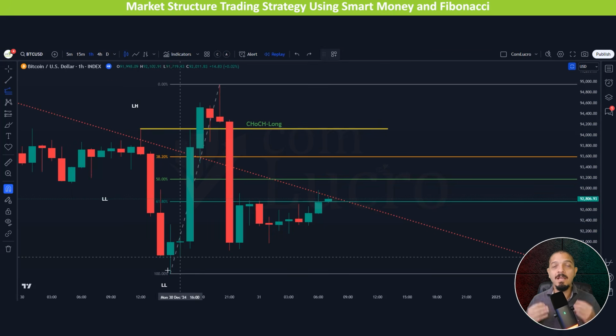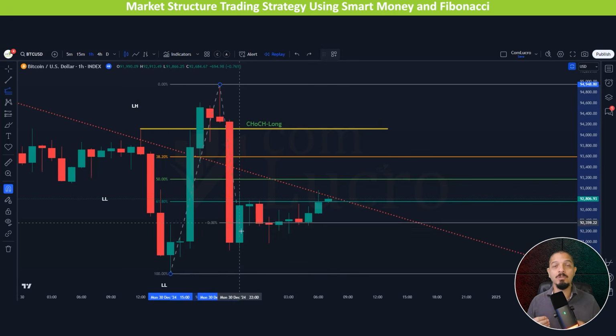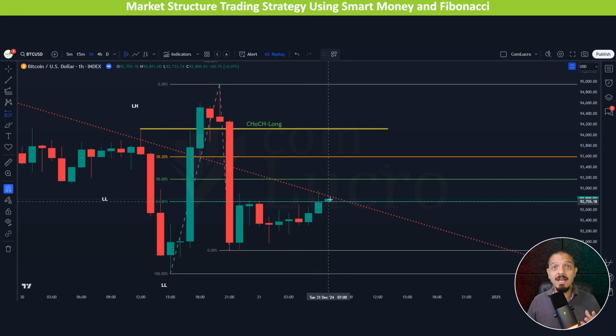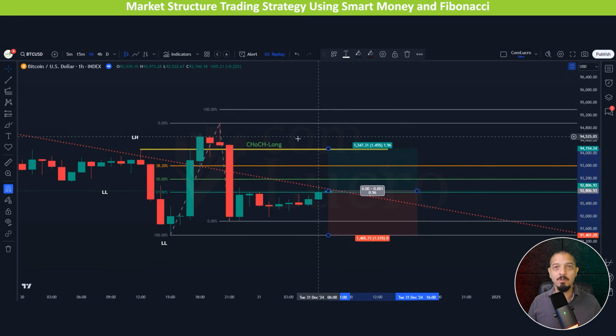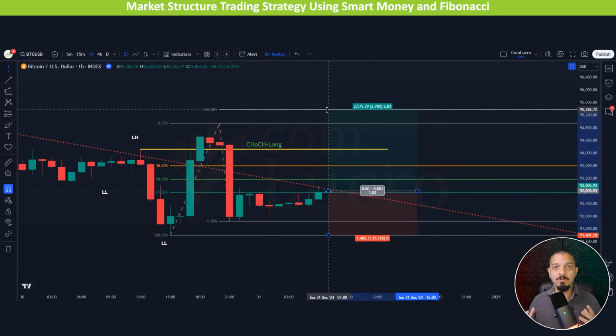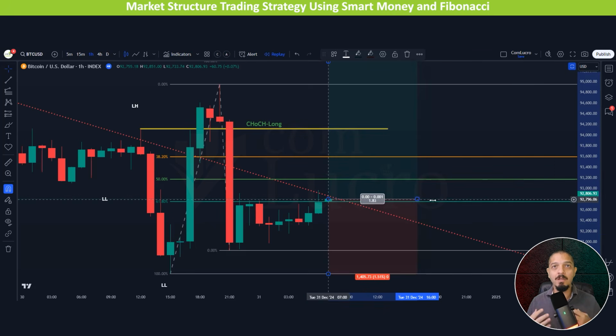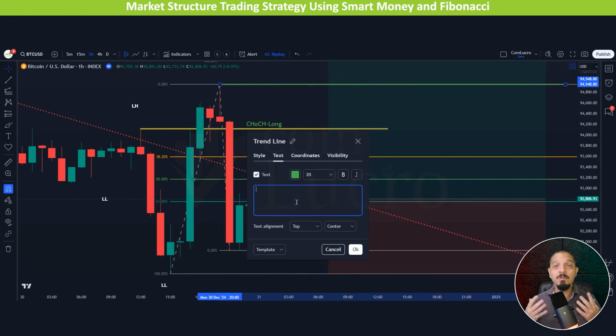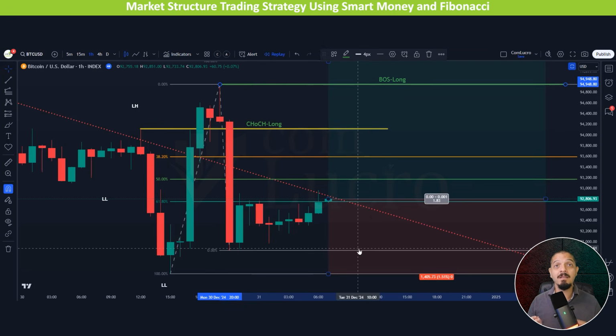To determine the target, we'll use the Fibonacci extension tool. Drawing it is simple. Connect the low to the high of the move and place the third point at the retracement level. This will reveal key extension levels, helping us identify the ideal target zones. For this strategy, the stop loss will be set at the 100% retracement level, providing a clear point for risk management, and the target will be the 100% level of the Fibonacci extension, offering a precise goal for the trade.